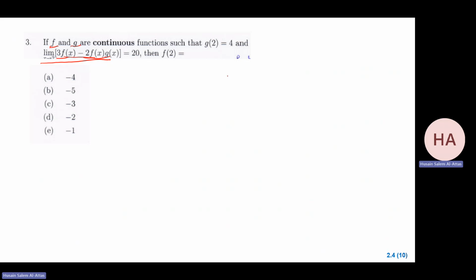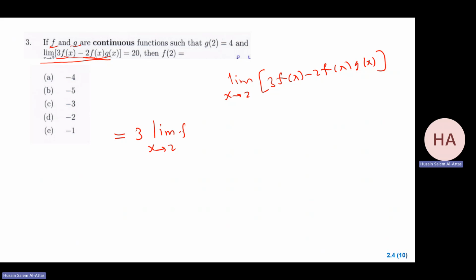So the limit as x goes to 2 of 3f of x minus 2f of x g of x. I can distribute the limit. Actually, we'll do it later, but no problem. This is also a constant, I can take it out. Minus 2 limit x goes to 2 of f of x times g of x. The product also, I can deal with the product. Actually, we'll deal with that later, but it's okay. We can right now.